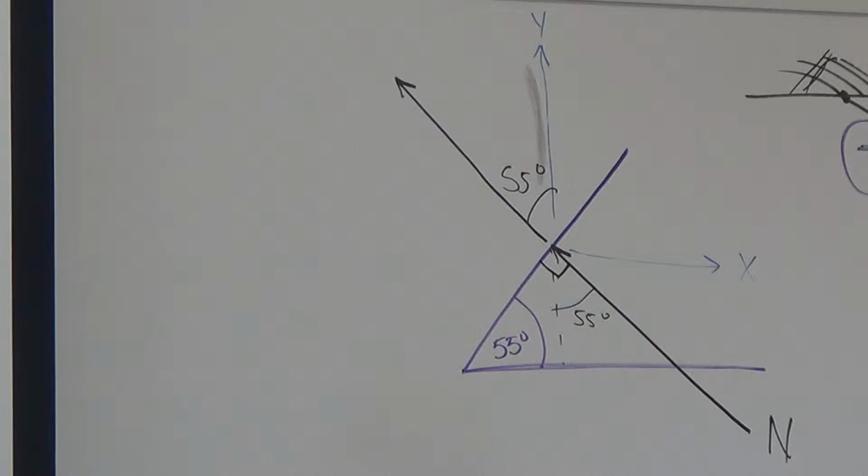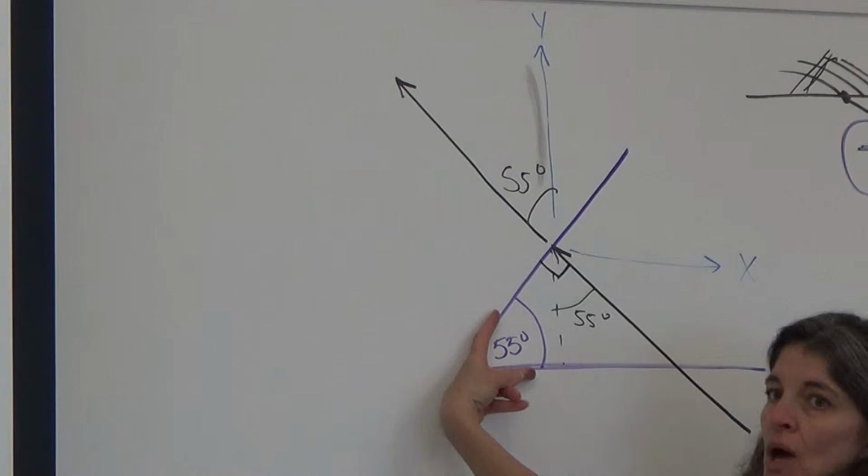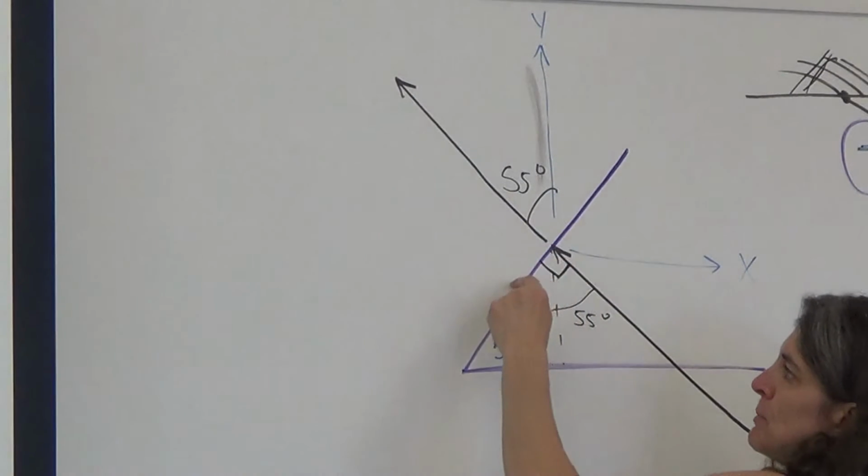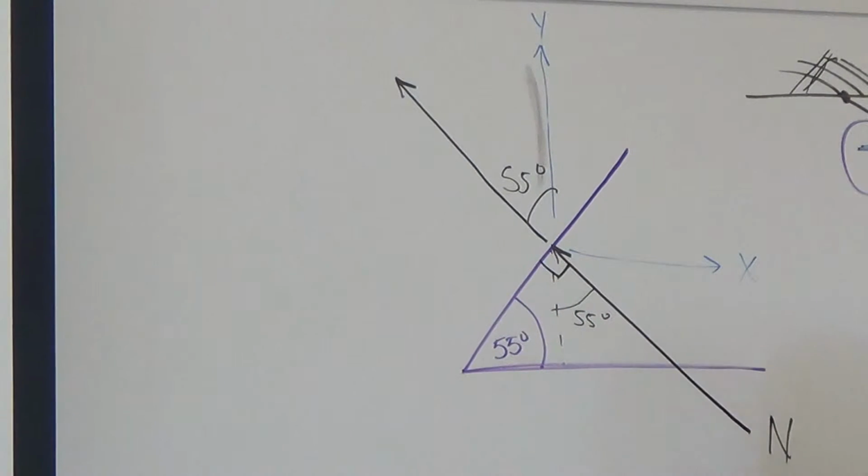Could you repeat that last thing? Yes, one more time. The angle between two lines is the same angle between two lines that are perpendicular to those first two lines.